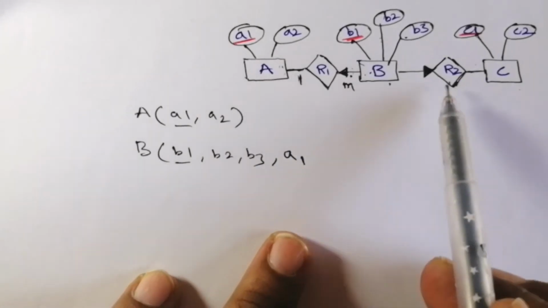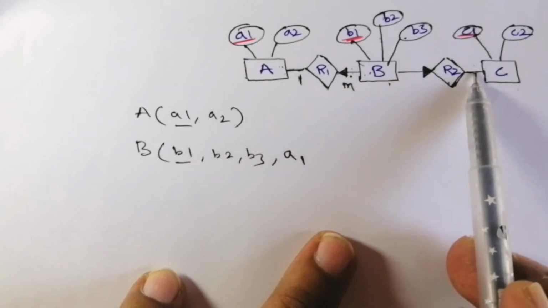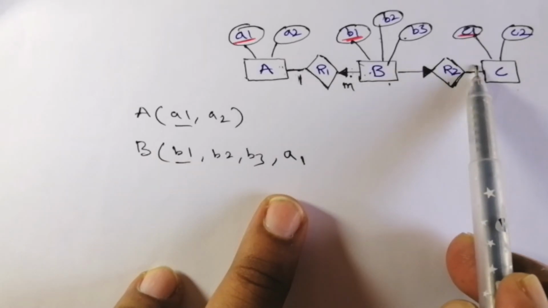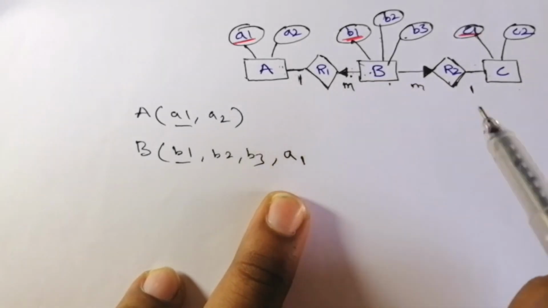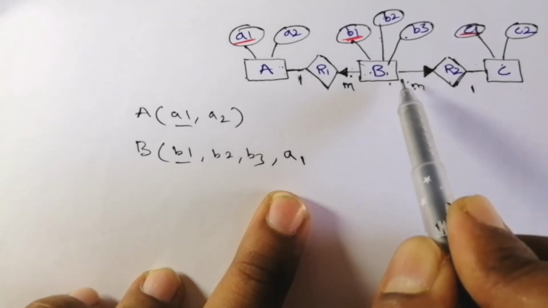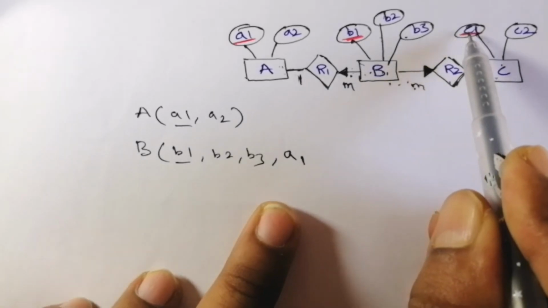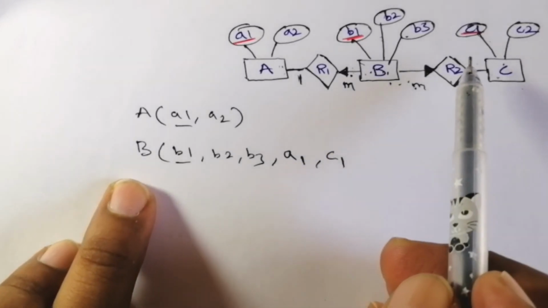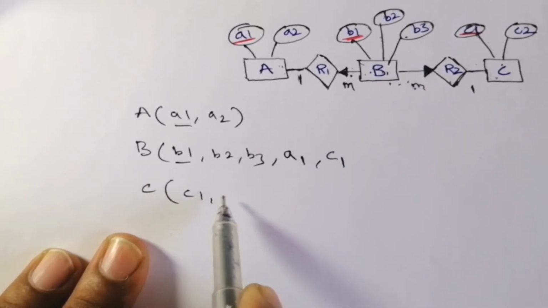So what this arrow indicates, one side is C, so many to 1. So already we know that for many to 1 with partial participation on both sides, the many side will absorb the one side's primary key. This side is the many and the one side is here. So what is the many side? B. B is going to take the primary key of its associated entity. So what? C1. So now C1 is going to come to the B, right? Then again C is going to have C1, comma, C2.